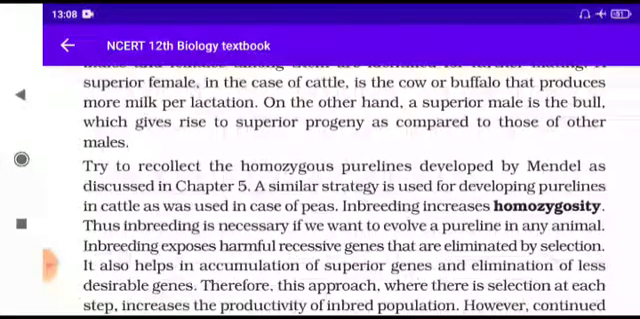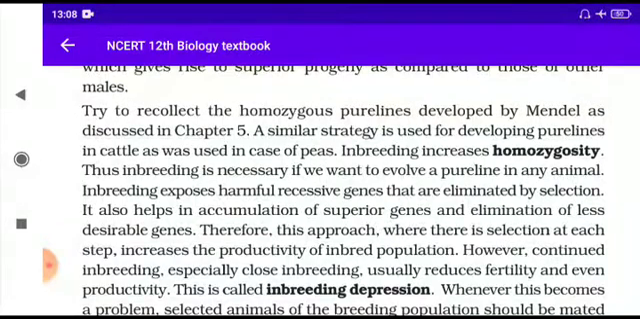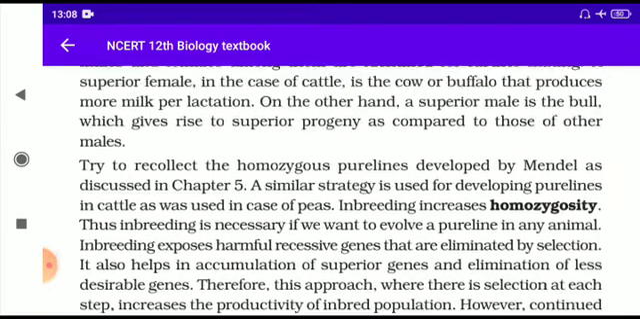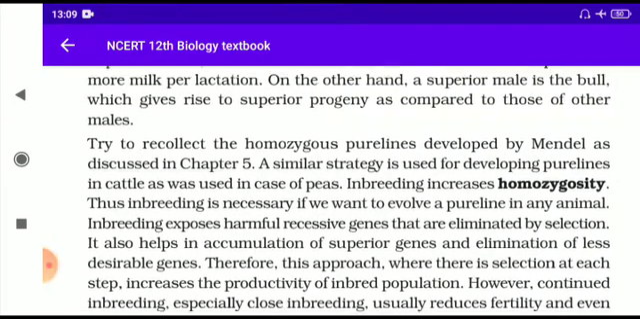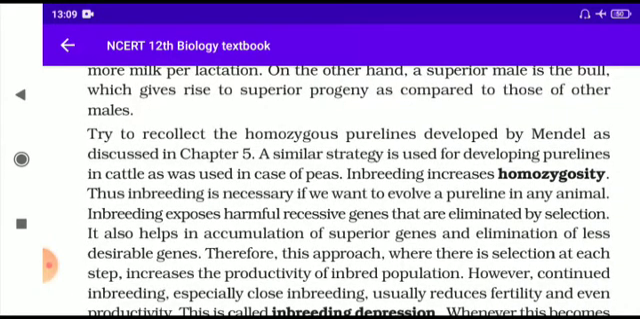Okay, try to collect the homozygous pure lines developed by Mendel as discussed in chapter 5. Pure line means the same breeds may be obtained up to 4 to 5 generations. According to Mendel's principle, we can obtain the pure line or pure homozygous, that means similar varieties of organisms or plants. A similar strategy is used for developing pure lines in cattle as well as in case of plants. Inbreeding increases homozygosity. Thus, inbreeding is necessary if we want to evolve a pure line in any animal.